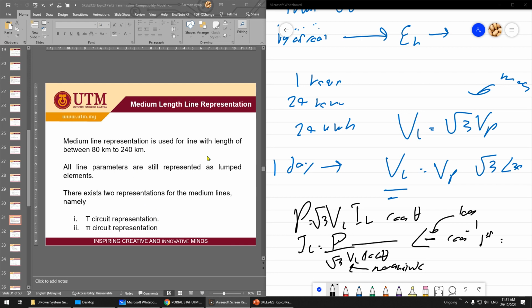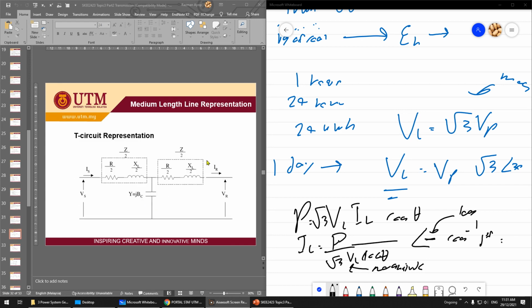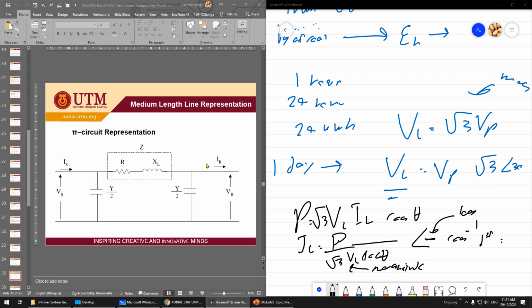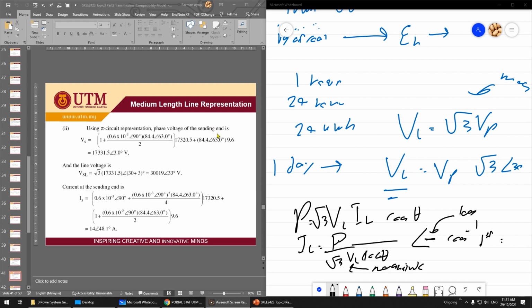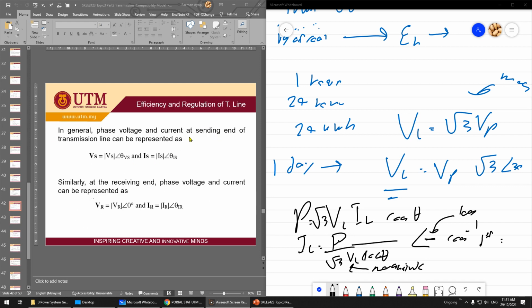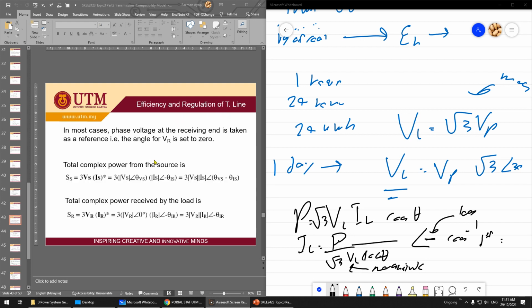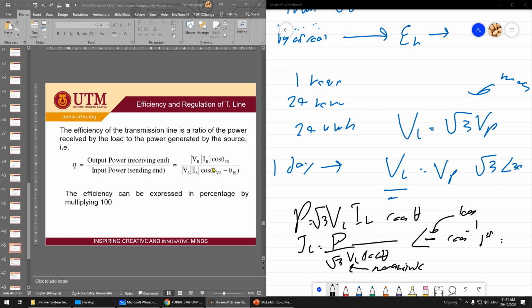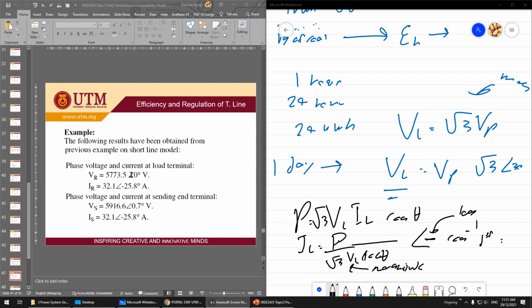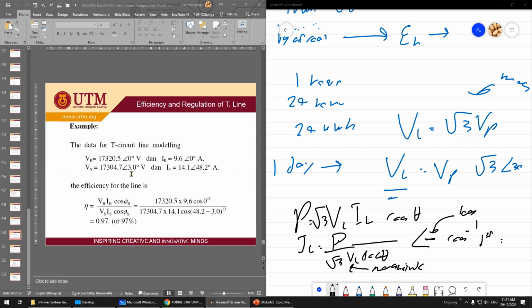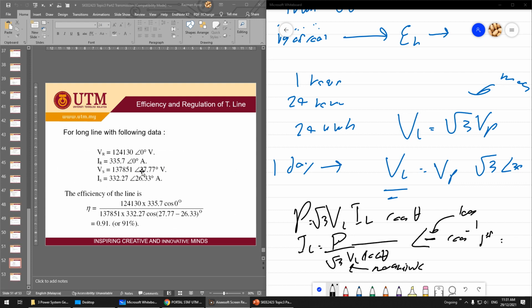And what is another? Medium, no need to worry too much. And then you have to know how to calculate the efficiency and voltage regulation for short line. Make sure you practice. Output power divided by input power, this is the efficiency. And then the voltage regulation.